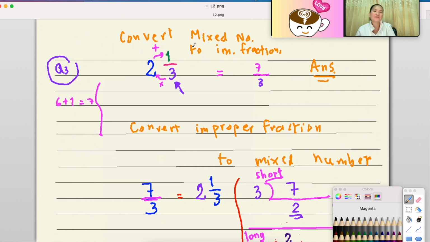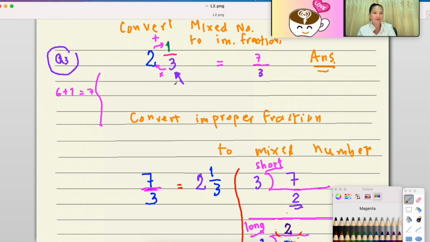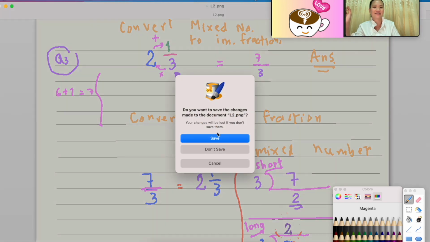Grace, between convert mixed to fraction and fraction to mixed, which one do you think is more difficult for you? Or the same? It's the same. Yeah. That means if you say that, that's very good. That means you're able to do both, but you just need to practice.